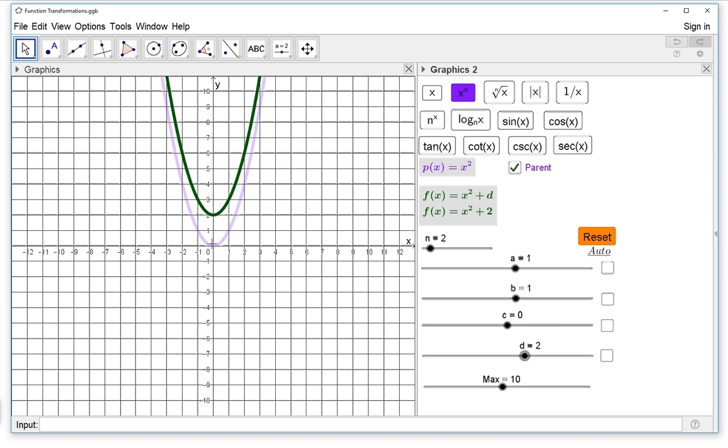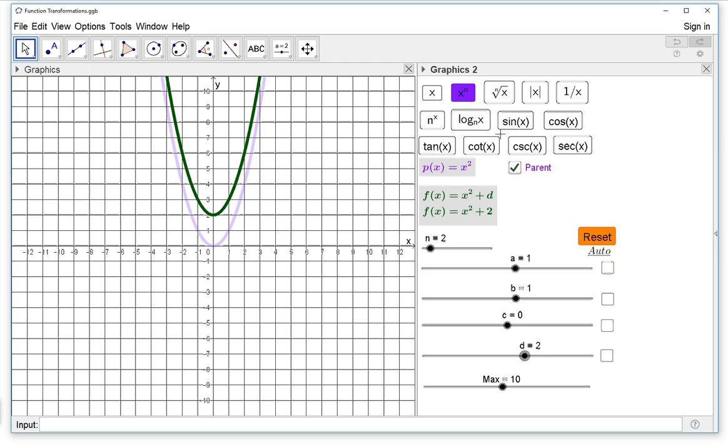For example, the point where it was (0, 0) moved up to (0, 2). (-1, 1) moved up to (-1, 3). (1, 1) moved up to (1, 3). (2, 4) moved up to (2, 6). The y values moved up 2, while the x values stay the same.